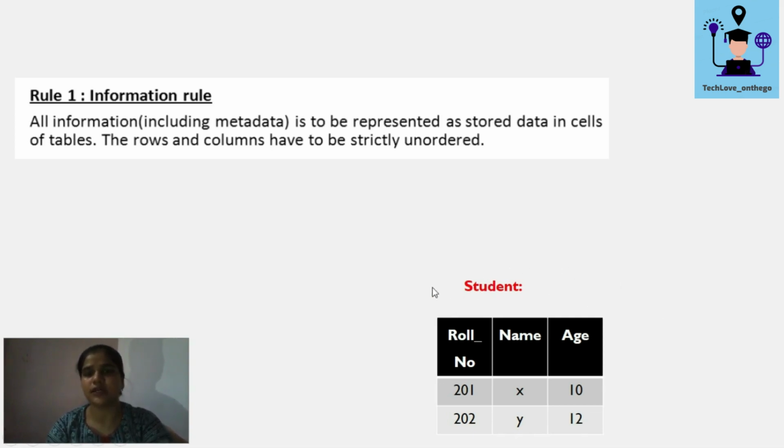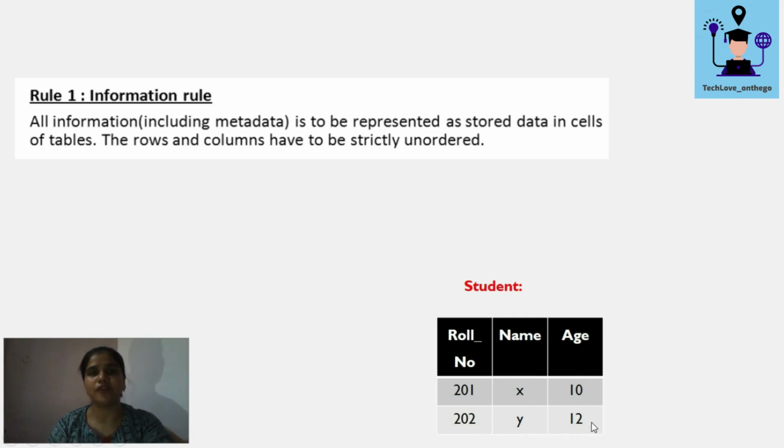As you can see here, some data is being represented in the form of a student table. This student table contains some rows and some columns. The columns or the attributes are roll number, name and age, and there are two tuples. The first tuple contains the value for roll number 201, for name the value is X, for age the value is 10. The second tuple has roll number 202, the name is Y and the age is 12.